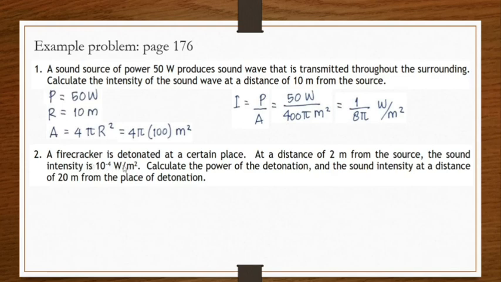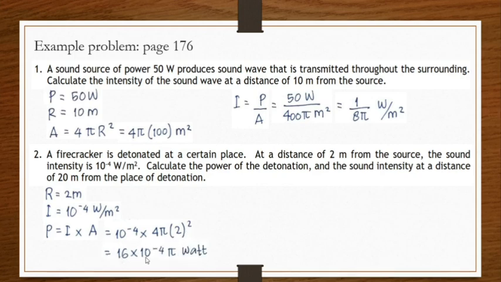Number 2, a firecracker is detonated at a certain place. At a distance of 2 meters from the source, the sound intensity is 10 to the minus 4 watt per meter squared. Calculate the power of the detonation and the sound intensity at a distance R2 of 20 meters from the place of detonation. We will find the power first. The power is I multiplied by A, intensity multiplied by area. It is 10 to the minus 4 multiplied by 4 pi r squared. So it is equal to 16 times 10 to the minus 4 pi in the unit of watt.